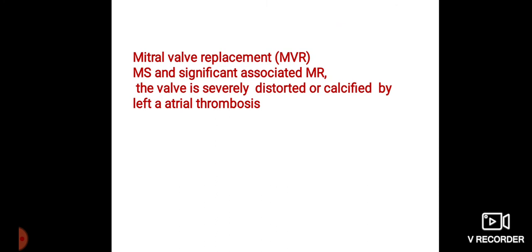Next, in those patients who have mitral stenosis with MR, who have left atrial thrombus and the valve is severely distorted or calcified, we go for mitral valve replacement. And for those patients who have severe MS but are asymptomatic, we do monitoring, and if the pulmonary wedge pressure is more than 25 millimeters of mercury, we consider mitral valvotomy.